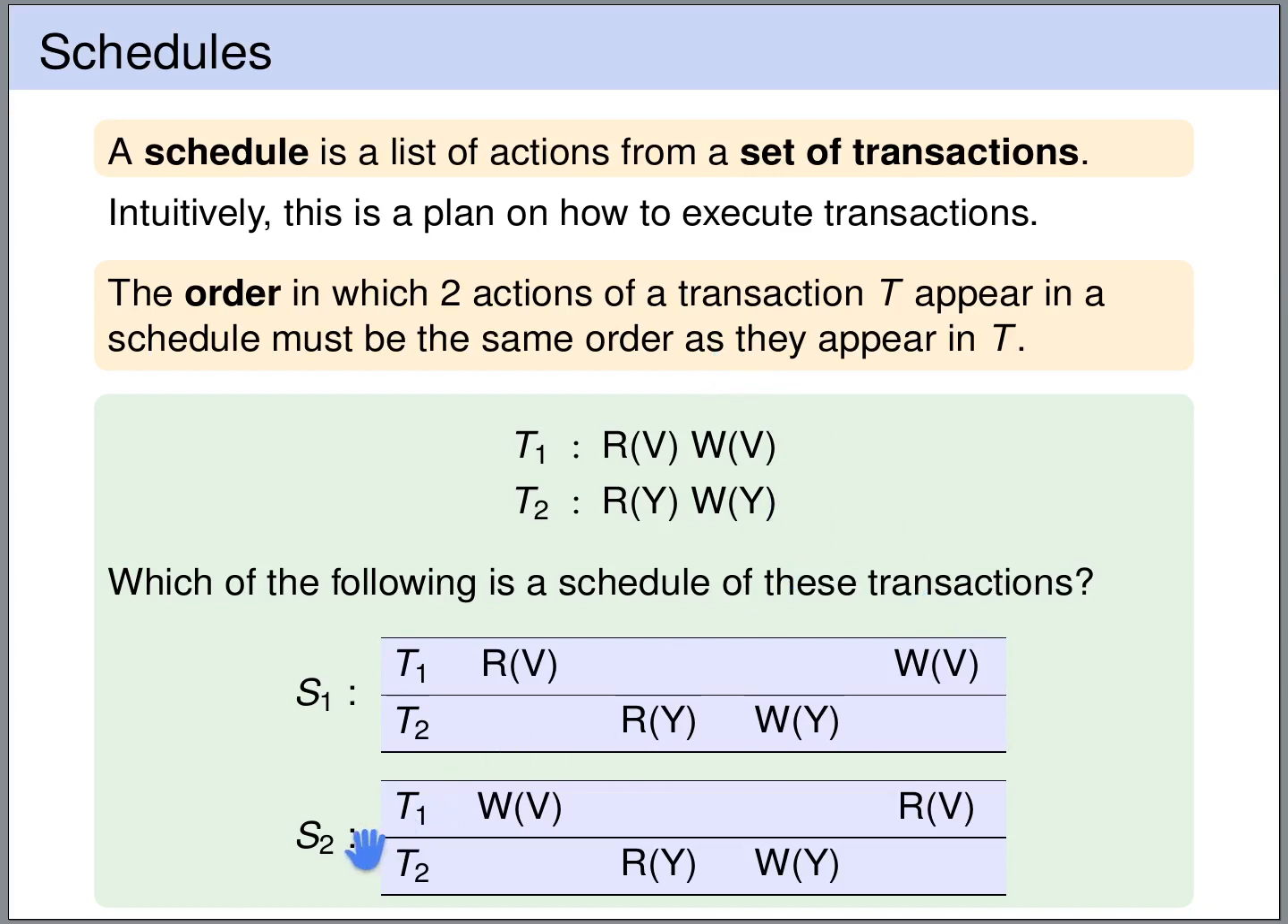Now let's look at schedule 2. Here T1 first writes V and then reads V, and this is different from the order in which the actions appear in the transactions. In transaction 1, we first read V and then write V, so the second schedule is not a schedule of these transactions. The order of the actions in T1 is not the same as in the transaction.